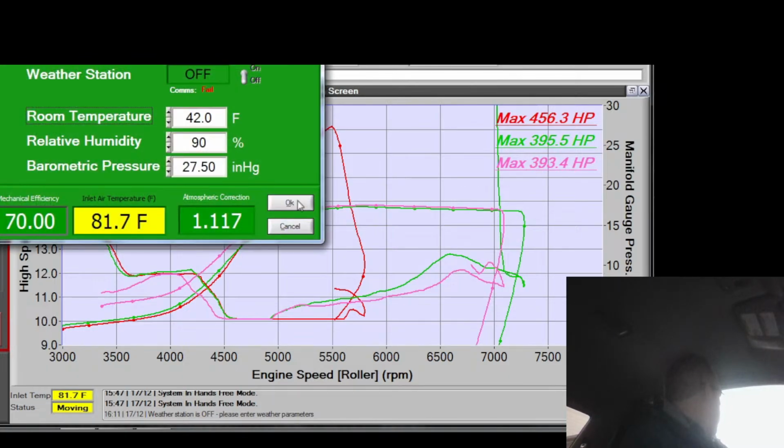I gotta keep doing this. Yes, it's 42 degrees outside. We're way at the dew point, and that's our elevation.